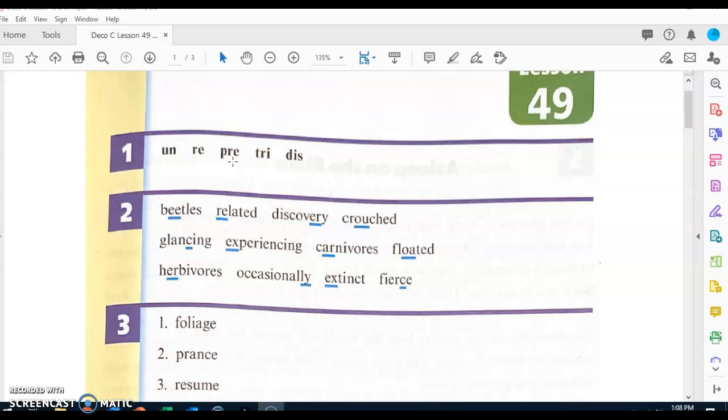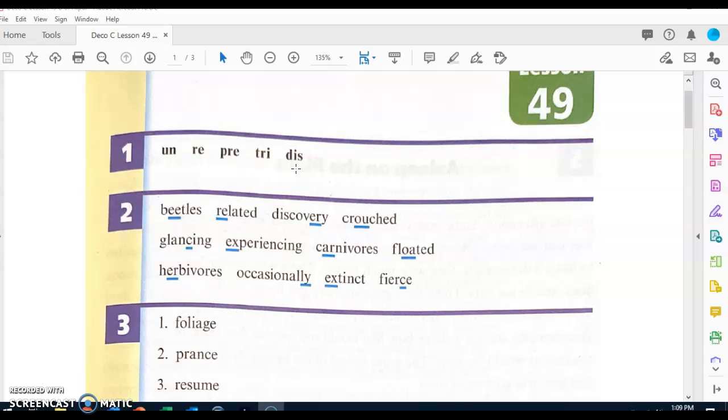Before. Touch the letters TRI. What's one meaning of tri? Get ready. Three. Touch the letters DIS. What's one meaning of dis? Get ready. Not.